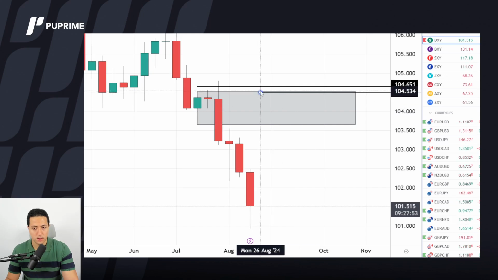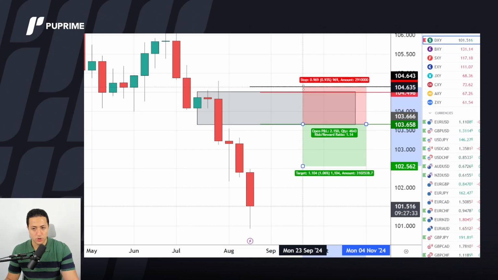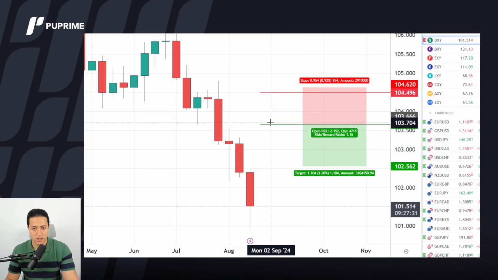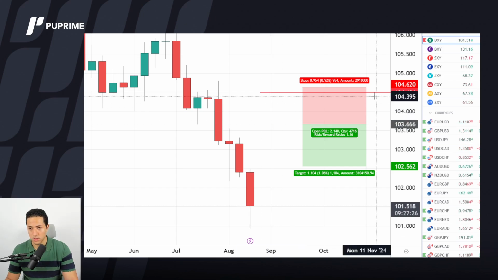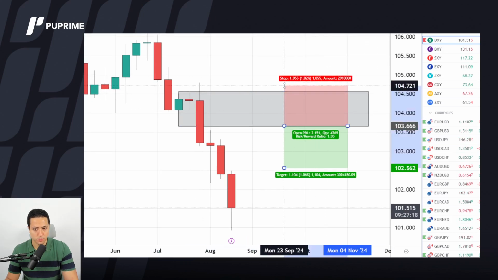Here is your distal. Let me do it in red. And here is your entry, which is the proximal. Let me do it in green. So the normal rule says that your stop loss should be slightly above the distal, okay? Or let me get it in this way. This is the short position. So your entry is here. Your stop should be slightly higher above the distal. Right? So the stop is slightly above the distal.